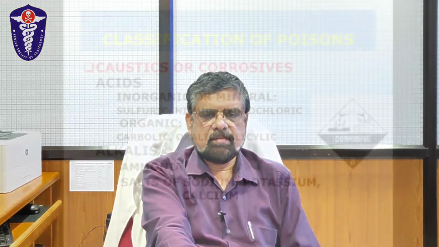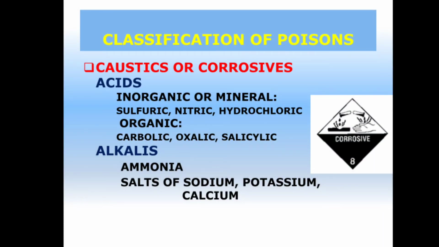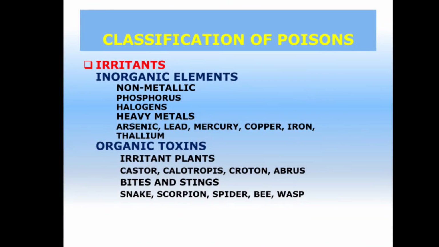You have acids, which may be inorganic or mineral, like sulfuric, nitric, hydrochloric. These are the commonest mineral acids. Or it can be organic acids like carbolic acid, salicylic acid, oxalic, and so on and so forth. Then you have alkalis like ammonia, the salts of sodium, potassium, calcium. This is the first major group, that is corrosives or caustics, comprising acids and alkalis. Acids may be inorganic or organic. Coming to the second major category, that is the I in CINCAM.